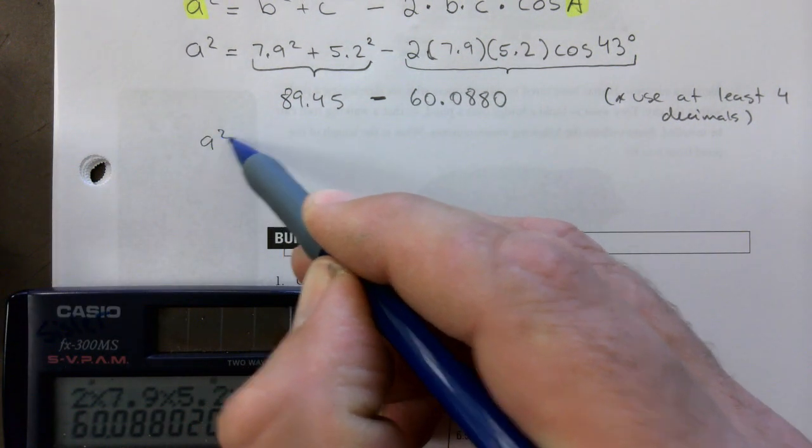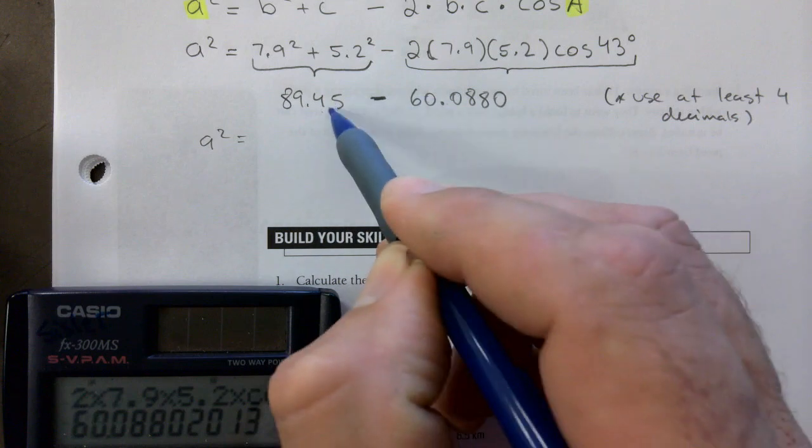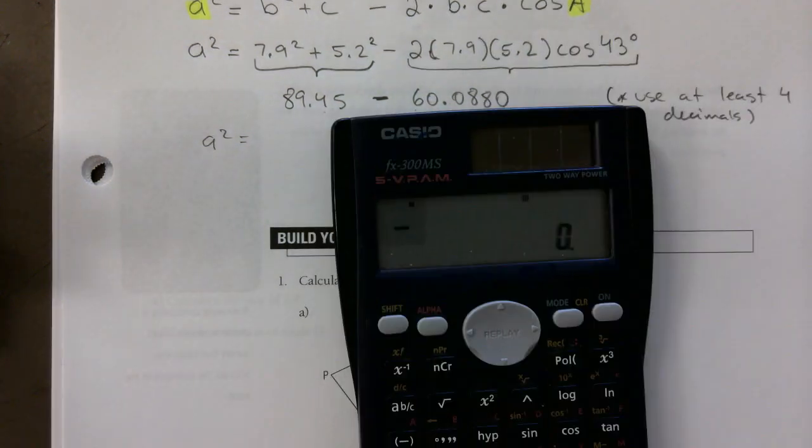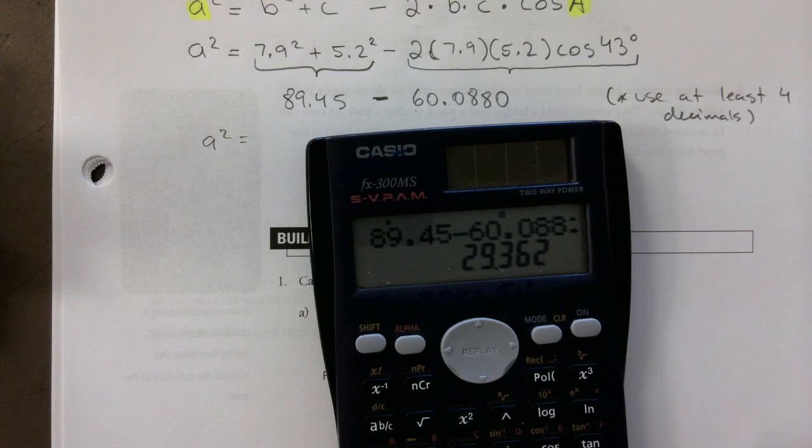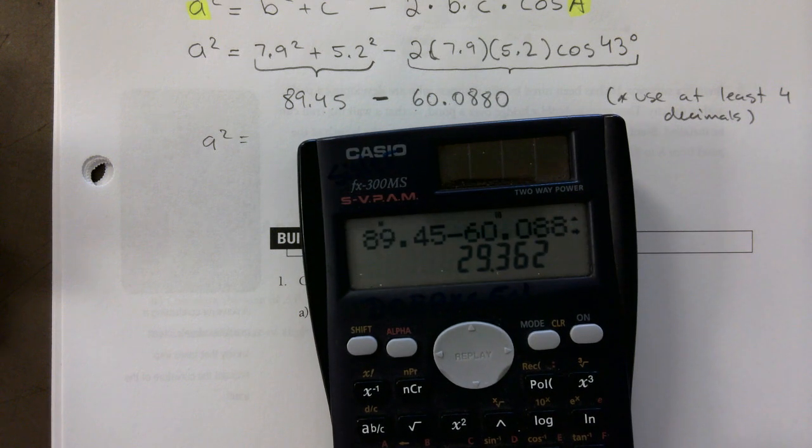So a squared is going to be these two subtracted. So let's go ahead and do that. 89.45 minus 60.0880, 29.362.